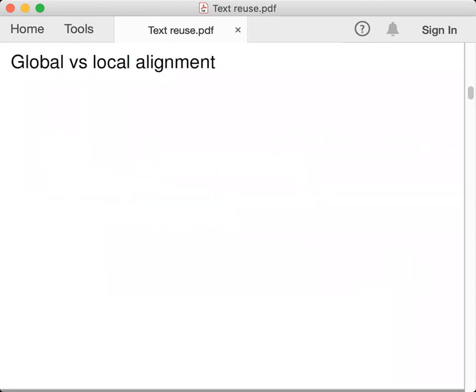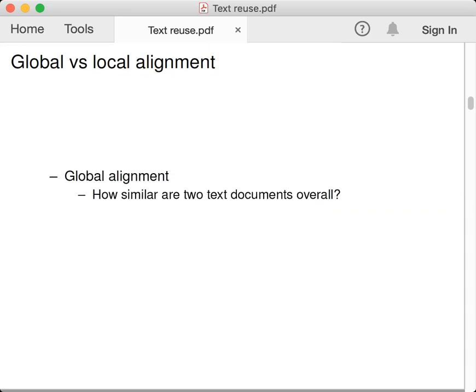In general, there are two main approaches when it comes to text reuse: global and local alignment. With global alignment, the question is how similar two text documents are overall. As the name says, it's similar to plagiarism tools and the like. So here you look at two text documents and their overall similarity.